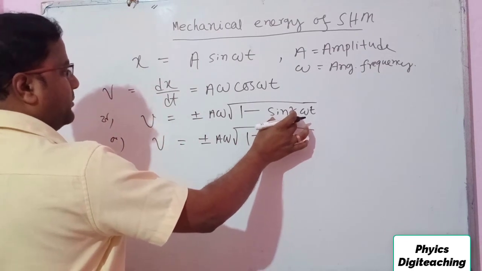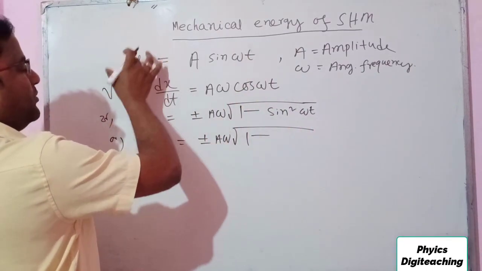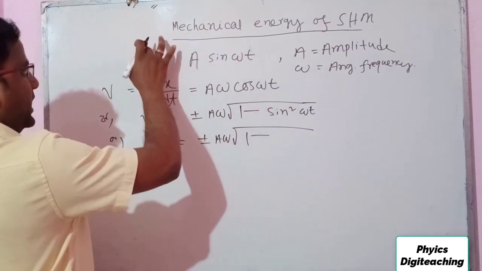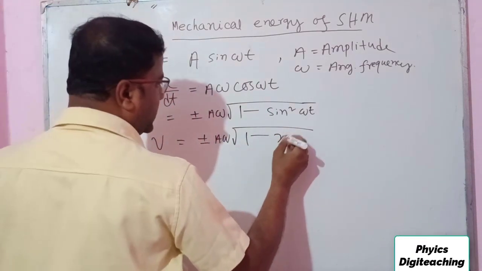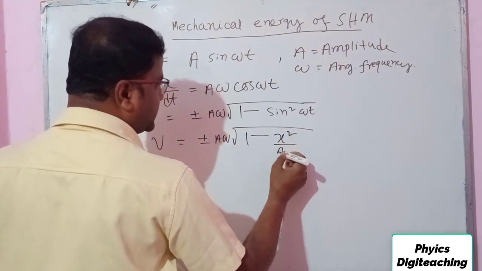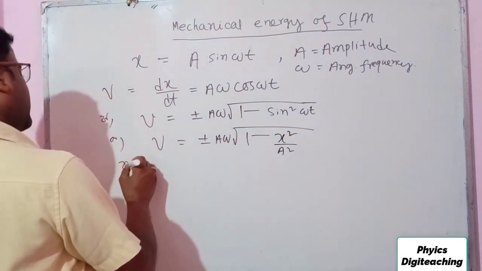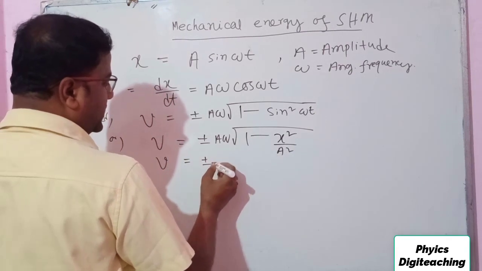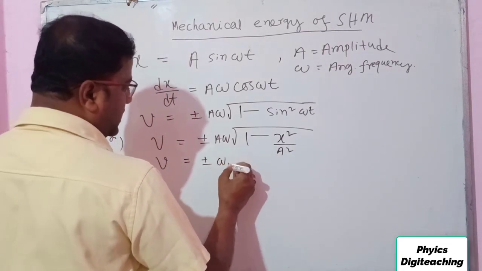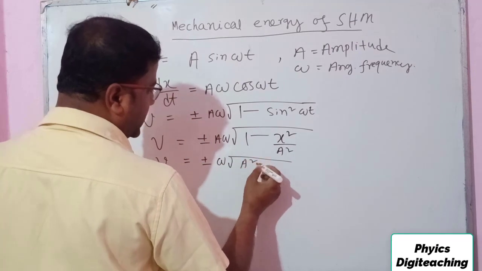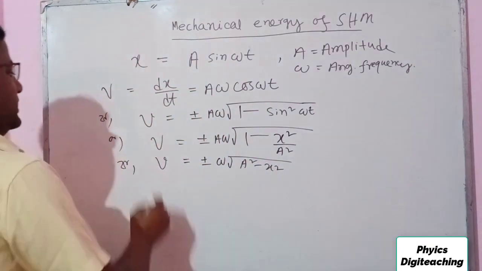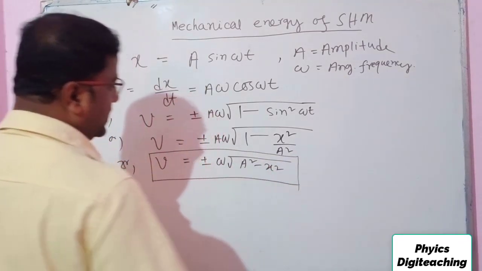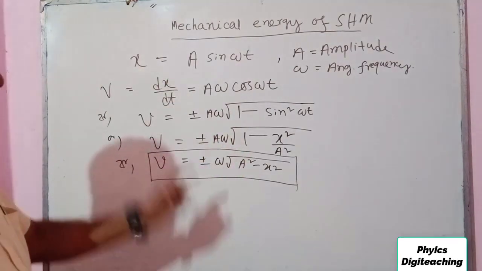Here we substitute the value of sin omega t from our expression of displacement. Here sin omega t equal to x upon a, that is here x square upon a square. If we simplify this expression, we get here omega under root a square minus x square. This is the expression of instantaneous velocity of a particle executing SHM.